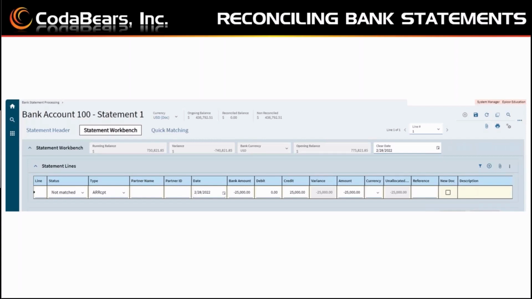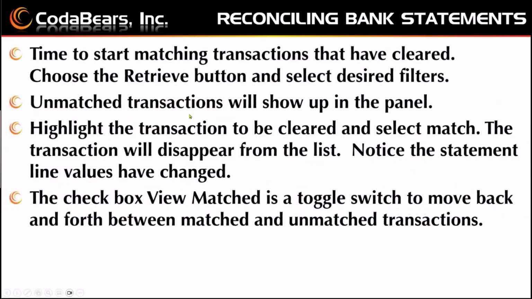It's showing a variance because it is not matched yet. We have to select what we want to match. So now it's time to start matching transactions that have cleared. Choose the Retrieve button and select desired filters. Unmatched transactions will show up in the panel.